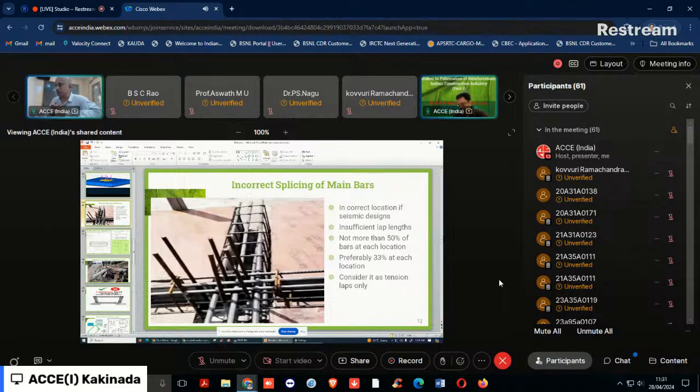The lap location is also important, not only the lap length and the lap location, but also the number of bars that are to be lapped at each location. 1/3 lapping requires critical planning and execution at the site, but 50% is also permissible. You adopt 50% as more convenient based upon field practice. If you are stringent, it's better to have 1/3 lapping at each location. When we are adopting 50% of the lap, you have to consider what the lap location is.